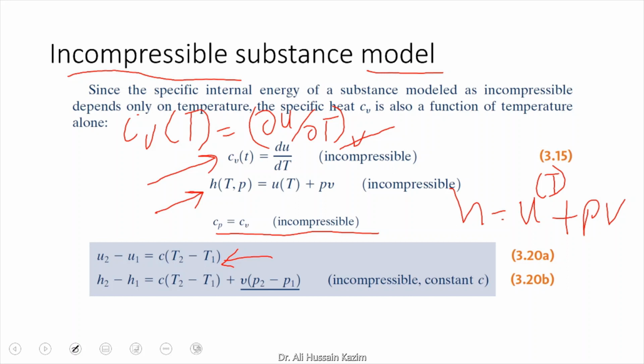Next, change in enthalpy. If we integrate the second equation, we get the integral of du, and the integral of Pv. So v is a constant for an incompressible substance, so v times the change in pressure. So this is a model. These are the set of equations that you can use for an incompressible substance like water. To find internal energy, you can use this. To find enthalpy, you can use this. The alternative way is to use the tables.